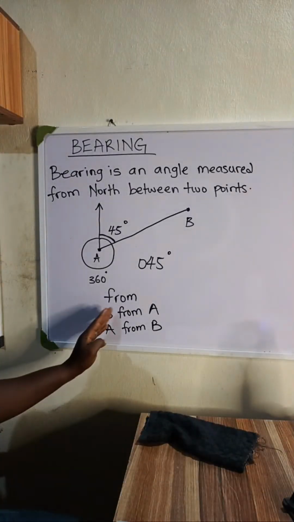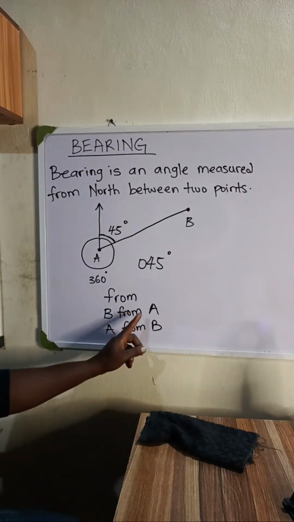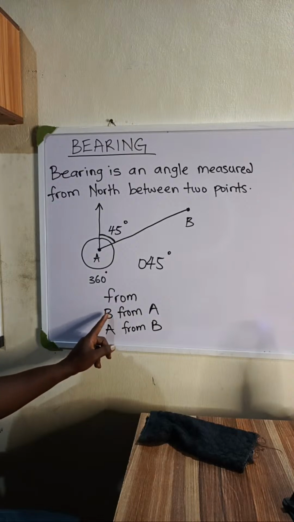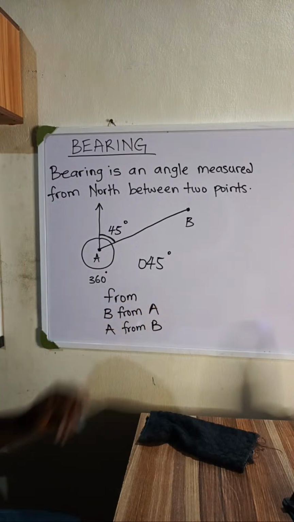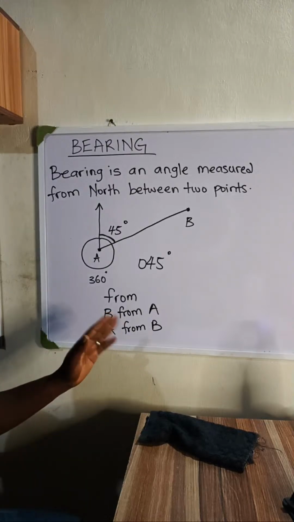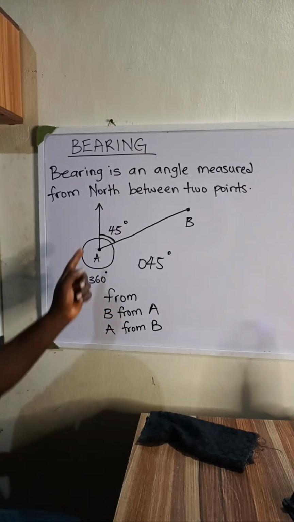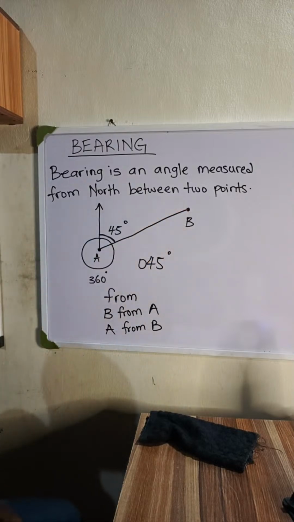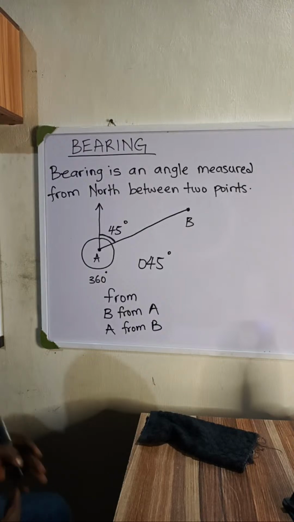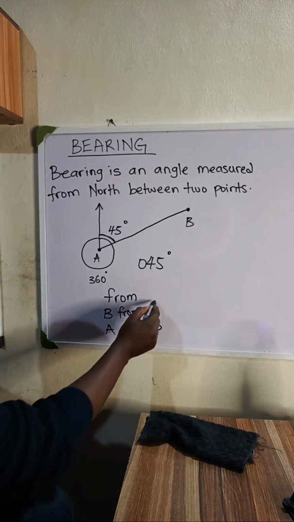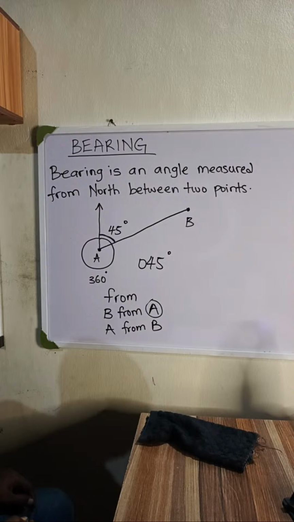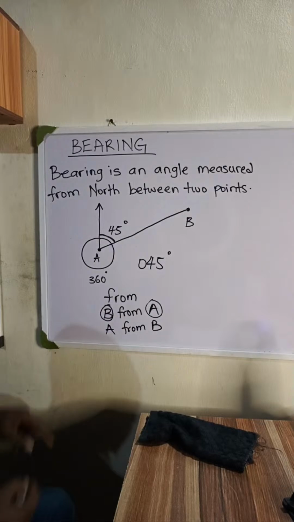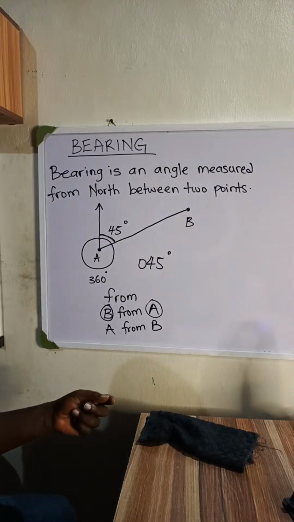So the bearing of B from A means I'm starting from A and I'm going to B. B from A means I'm starting at A and I'm moving towards B. So if you are told to find the bearing of B from A, where you will start from is A. So you're going to start at A and find the bearing of B, or find the direction of B.